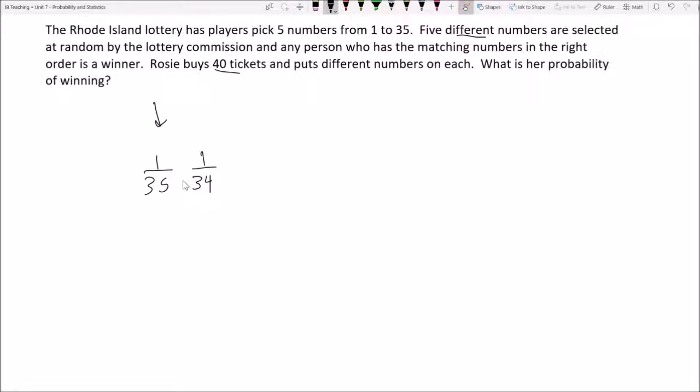What about the third? Well, now two of the numbers have been used, so it's 1 out of 33. And then the pattern continues, 1 out of 32 and 1 out of 31. And we're going to multiply all of those together. Now, what about this? She bought 40 tickets. When you buy 40 different tickets, your odds increase 40 times over.